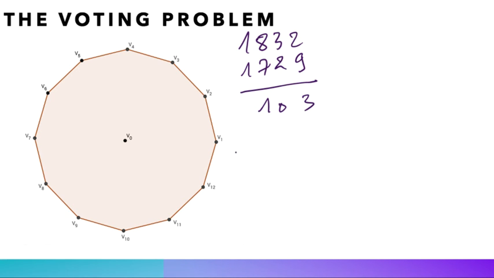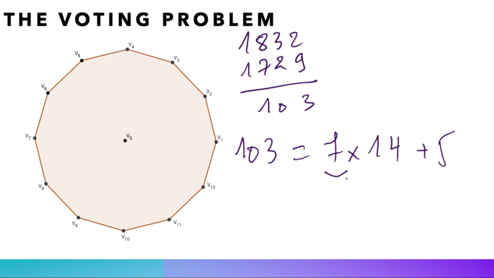103. By the division with remainder algorithm, we get that 103 is 7 times 14 plus 5. V0 then announces that 7 people voted yes, 5 people voted no, and 1 abstention, because 7 plus 5 is 12 and the total number of voters is 13.